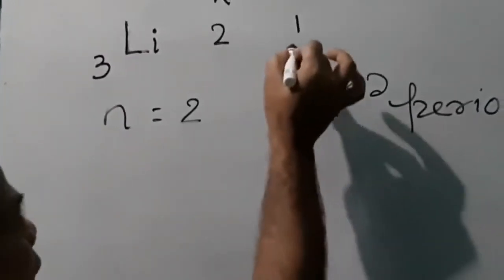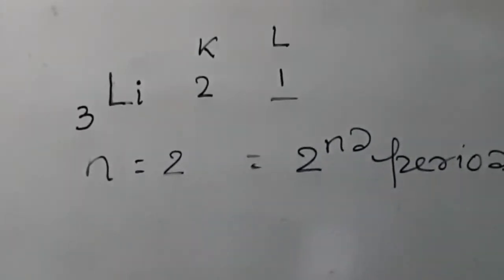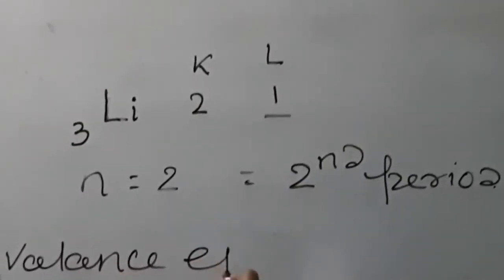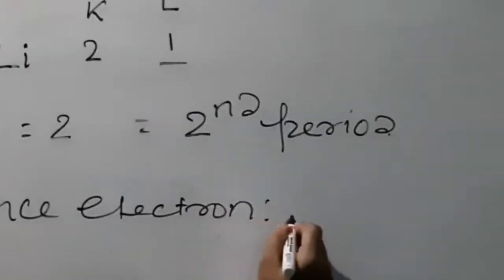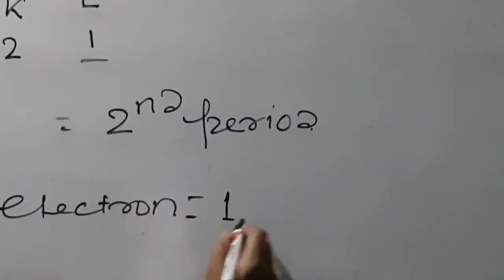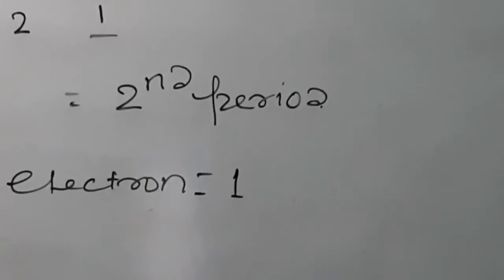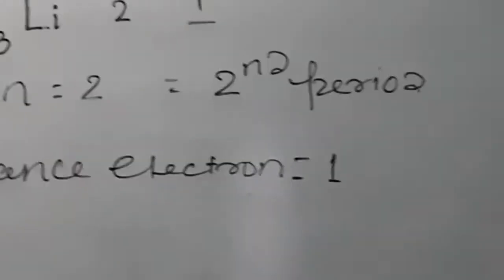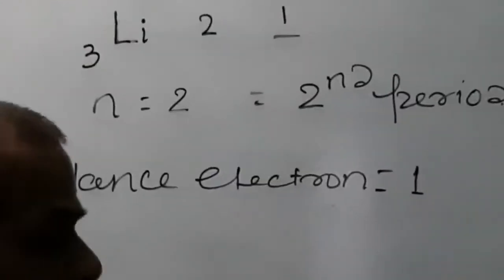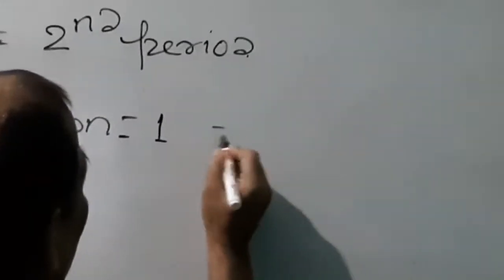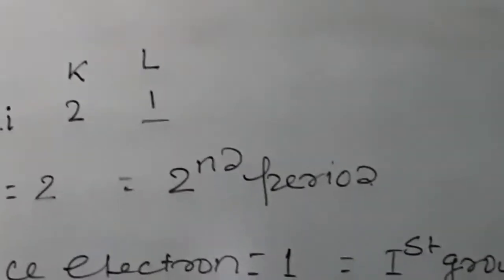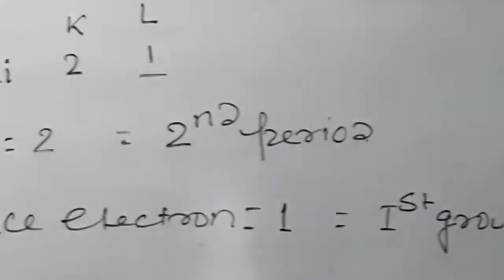Now, the number of valence electrons. Valence electron is 1. Valence electrons give the number of the group. So it belongs to the first group. So now you can say that lithium belongs to first group and second period.